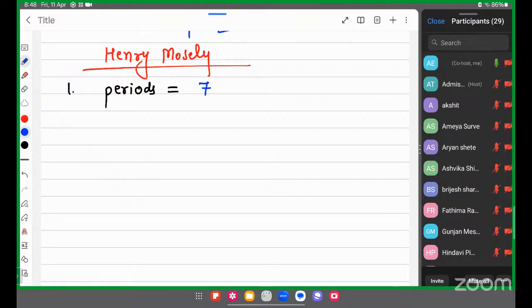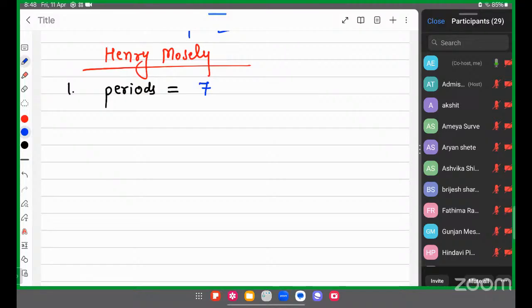Then we have the fourth period, which contains 18 elements, and the fifth period, which also contains 18 elements. The fourth period starts from potassium and goes to krypton. The fifth period starts from rubidium, Rb, and goes to xenon, Xe. The fourth and fifth periods have 18 elements each. These periods are known as long periods.